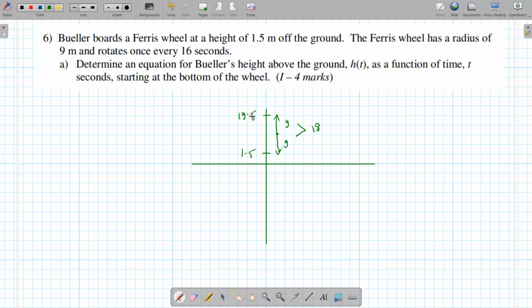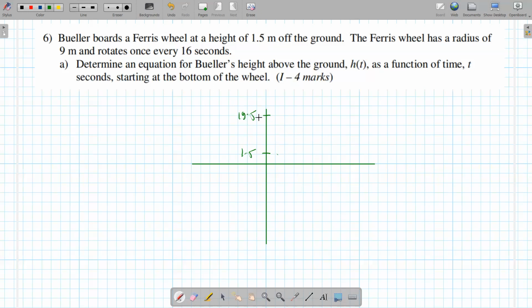Wait, but how do we know that the radius is 18? No, the radius is 9, the diameter is 18. So from 1.5 to 9 and then 9 more. So the maximum value is 19.5. Okay.